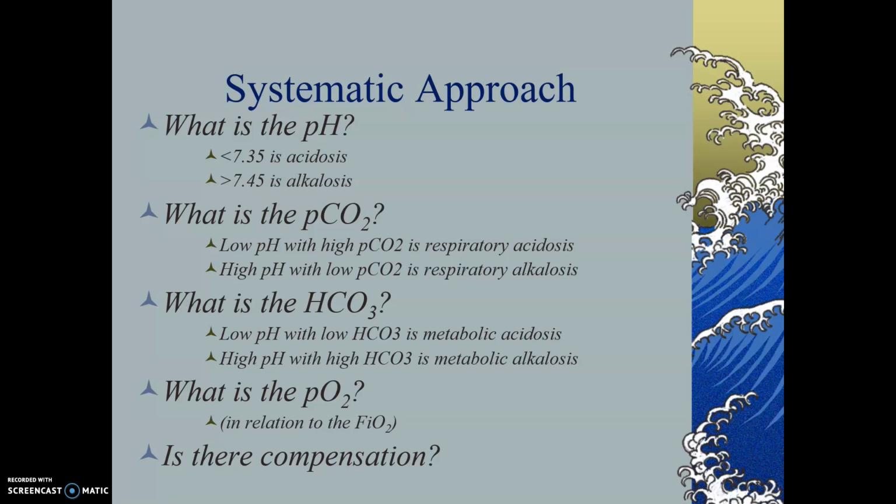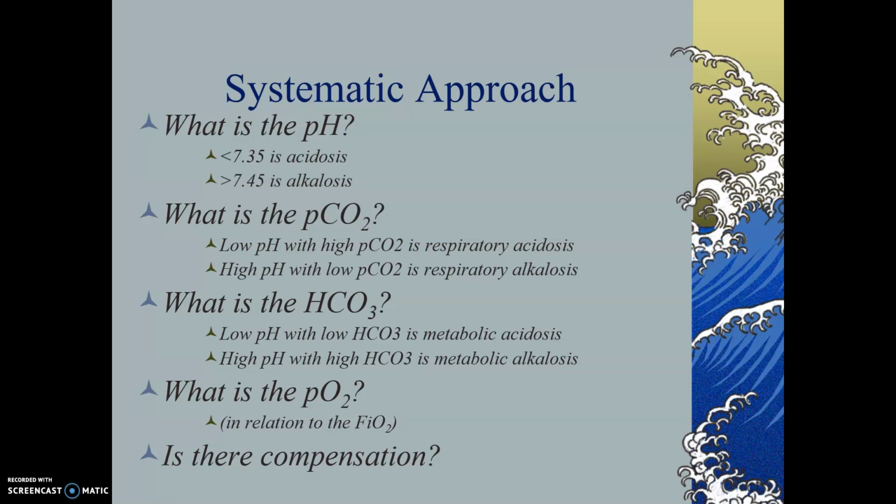Therefore, the next two things we're going to do is look at the PCO2, the respiratory component, and the bicarbonate, the metabolic component. A low pH with a high PCO2 will tell us that this is a respiratory acidosis, whereas a high pH with a low PCO2 indicates a respiratory alkalosis. On the metabolic side, a low pH with a low bicarb is a metabolic acidosis, whereas a high pH with a high bicarb is a metabolic alkalosis.